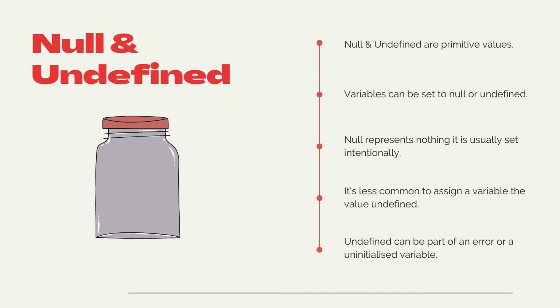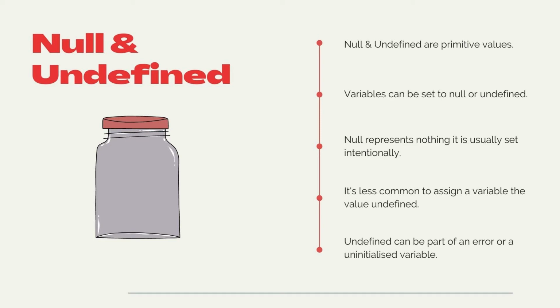But what about undefined? Well, undefined, on the other hand, also represents no value, but it's less common to assign a variable the value of undefined. Undefined can be returned to us in a form of an error, or it will be returned to us if we declare a variable, so we give the variable a name, but we don't initialize it by assigning a value to the variable.